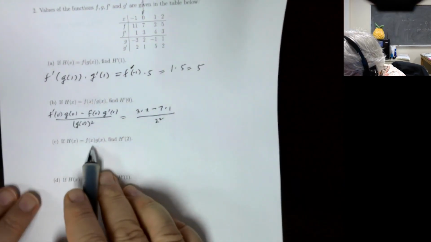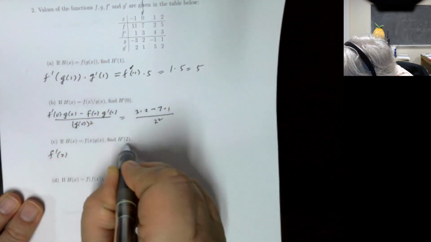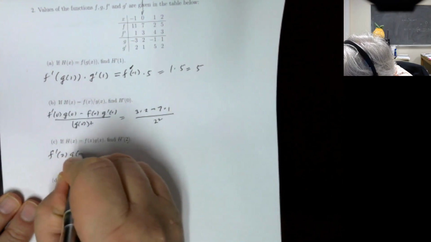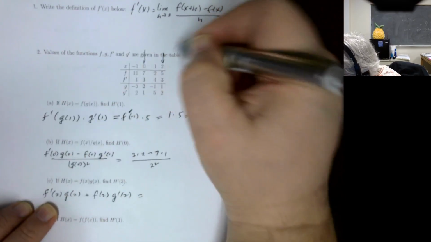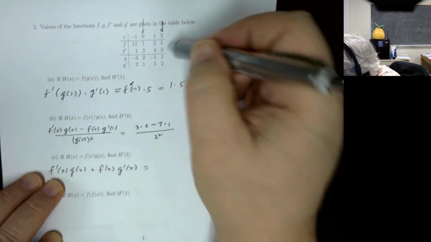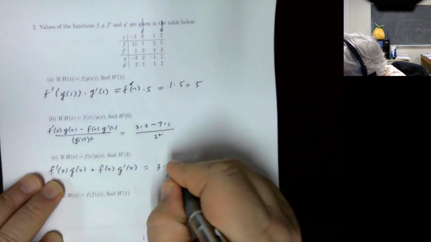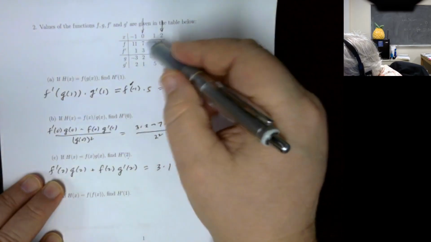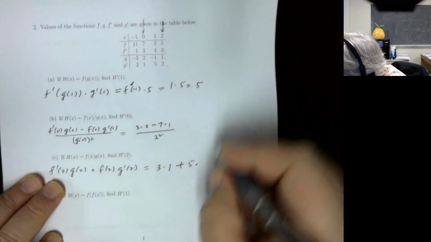Similarly, here is the product rule. So we just have f prime of 2, we're evaluating at 2, times g of 2, plus f of 2 times g prime of 2. And now we just go read those off the list again at 2. Oh, now we're at 2 instead of at 0. So f prime of 2 is 3, g of 2 is 1, plus f of 2 is 5, times g prime of 2 is 2.